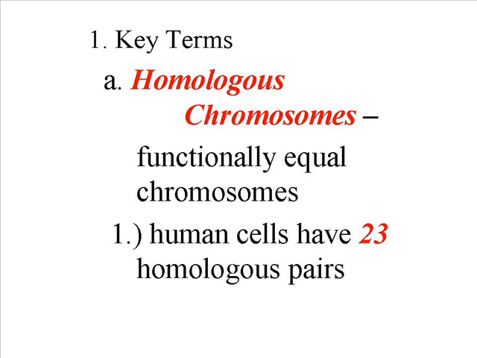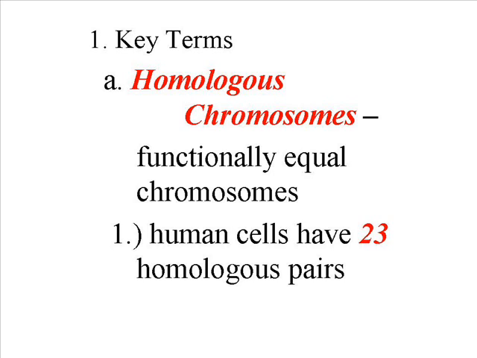Now, I want to discuss a few key terms that we'll use in this lesson. The first being the term homologous chromosomes. Homologous is an adjective that's used to mean identical. And so when we refer to homologous chromosomes, we're talking about chromosomes that look the same under the microscope, that basically have the same information on both chromosomes.